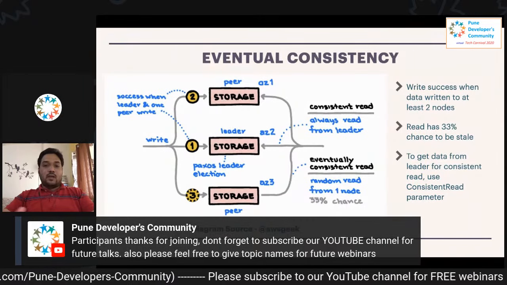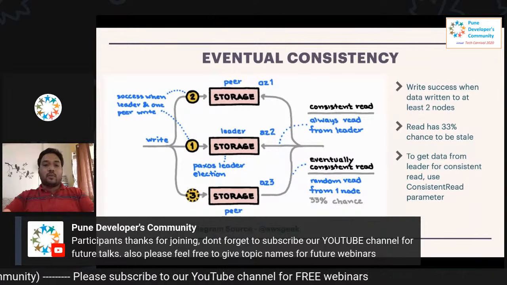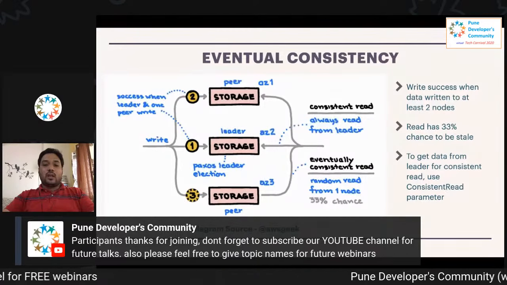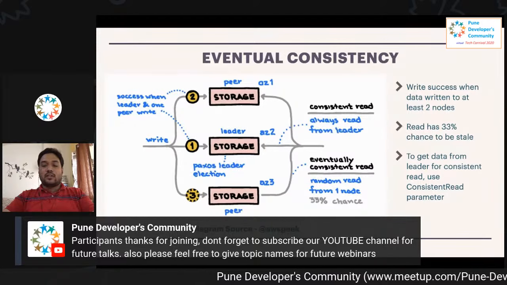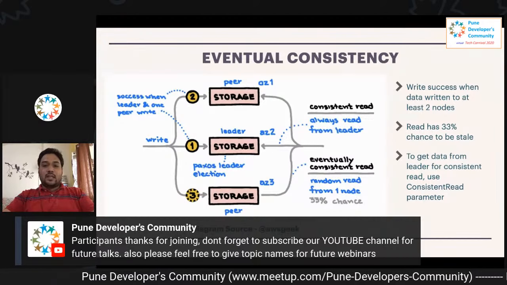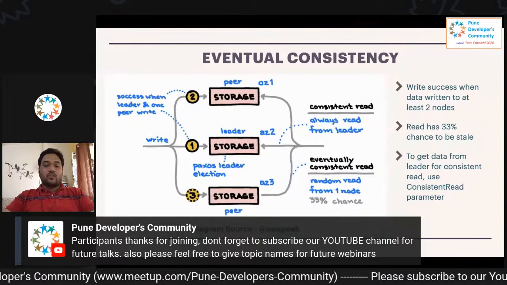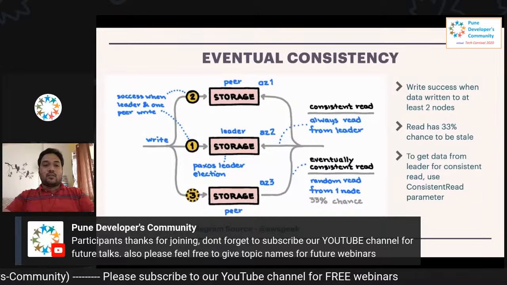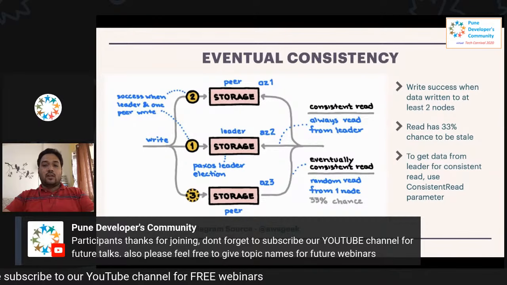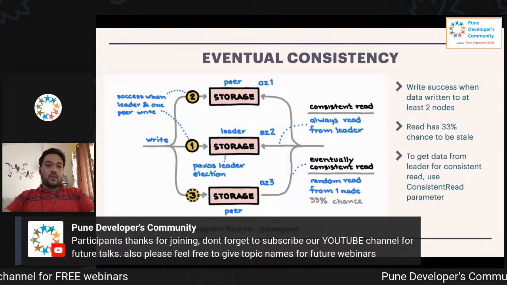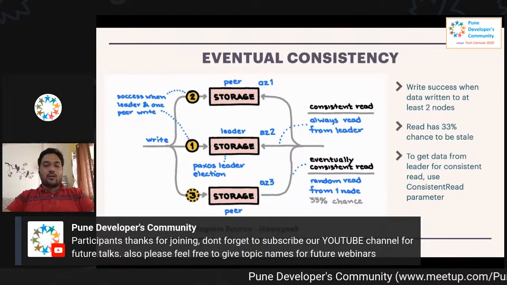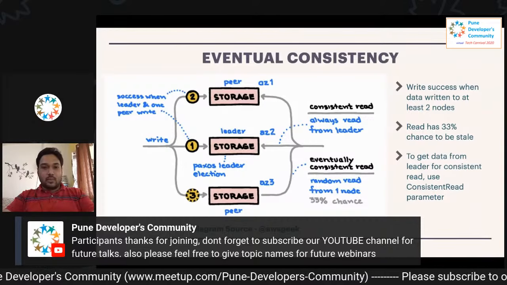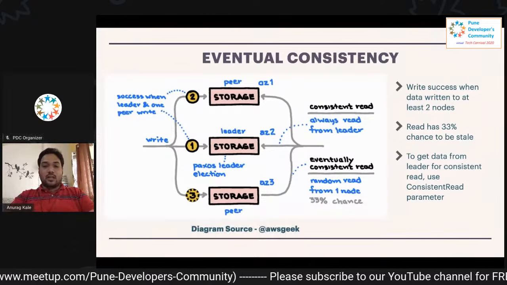But if you are making a read before the data is written to the third node, then you have a good chance of having a stale read. This stale read can be avoided, and you can make sure that you're getting the consistent, or updated, data by providing a parameter when you read data in your API calls or CLI calls. It is called the consistent read parameter, but it also has some implications that we will see in the next few slides.